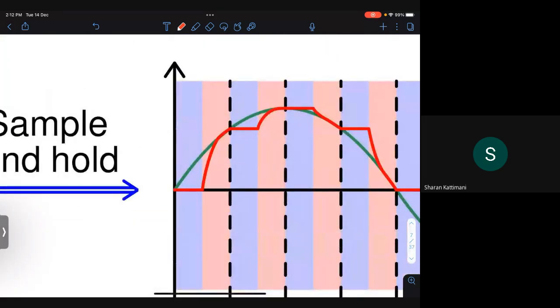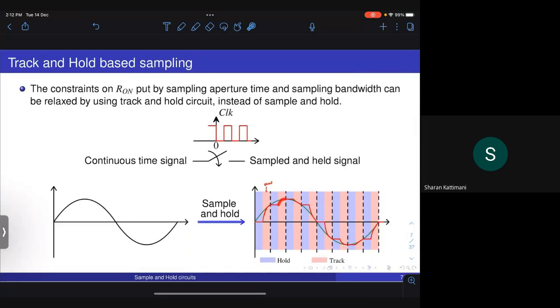when the switch is closed, the output basically rises and tracks the input. Okay, and when the switch is open, it will just hold the value there. Again, when the switch is closed in the pink region shown here, the output will track the input and hold once the switch gets opened.